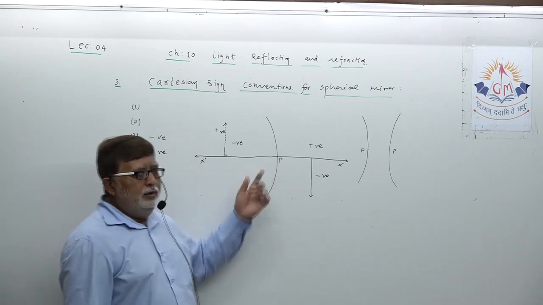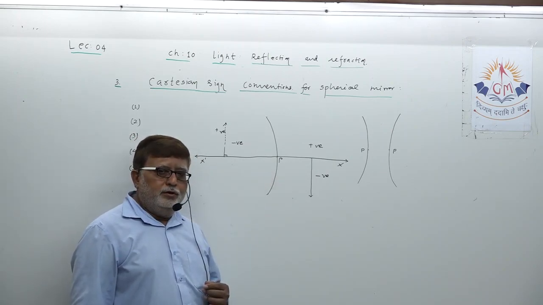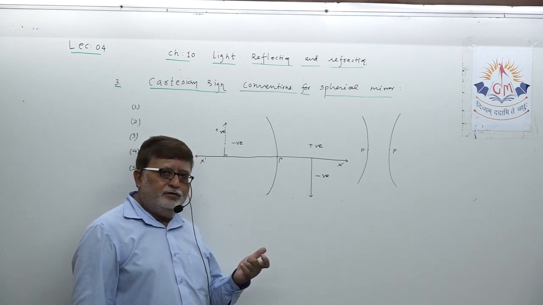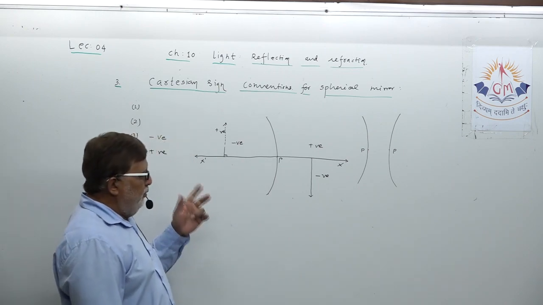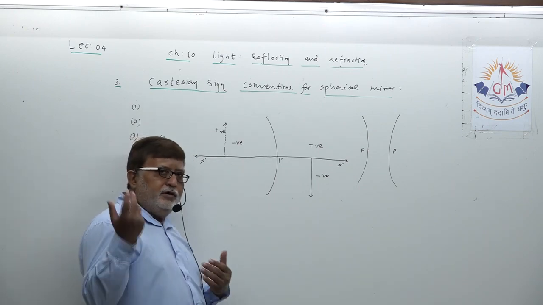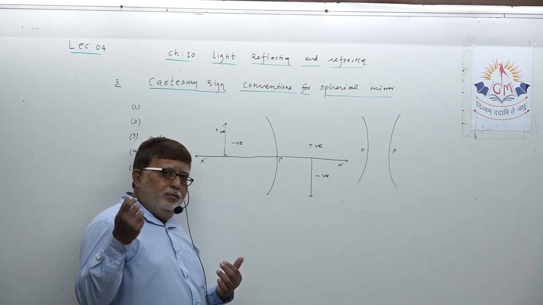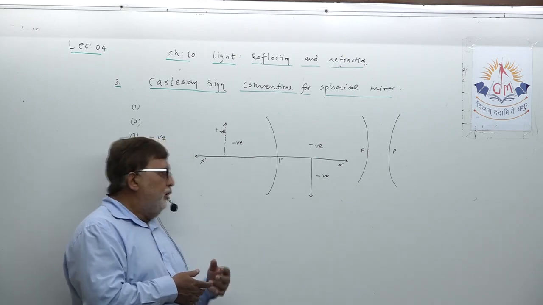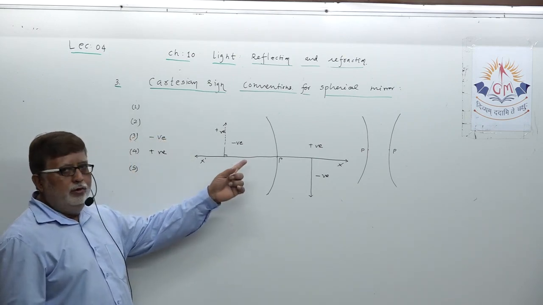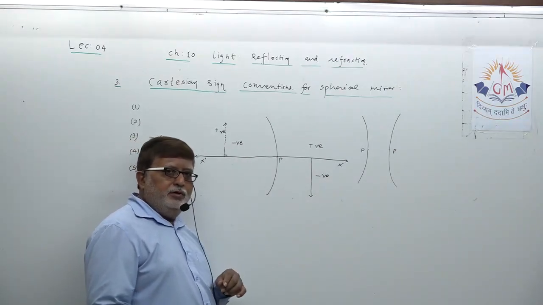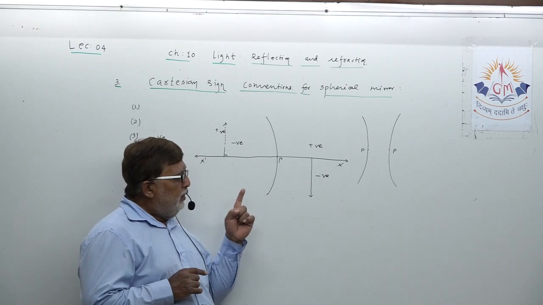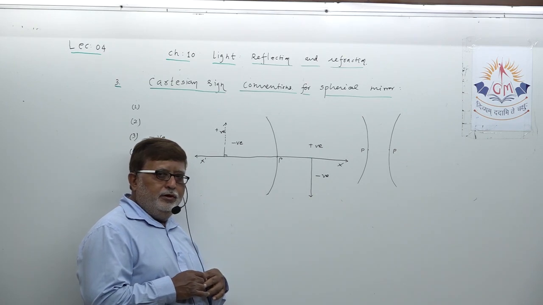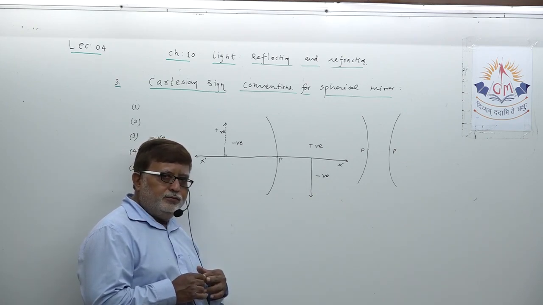As you know, the pole of the mirror is taken as the origin, and the principal axis is taken as the x dash axis of the coordinate system. The second one, the object is always kept to the left side of the mirror, which means the light on the mirror will fall from the left side. Third one, all distances measured from the pole to the left side of the mirror are taken as negative. All distances measured from the pole to the right side of the mirror are always taken as positive.